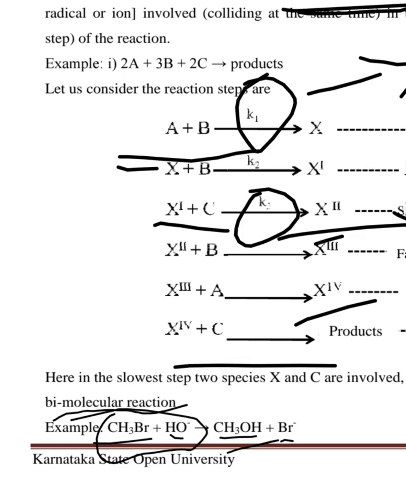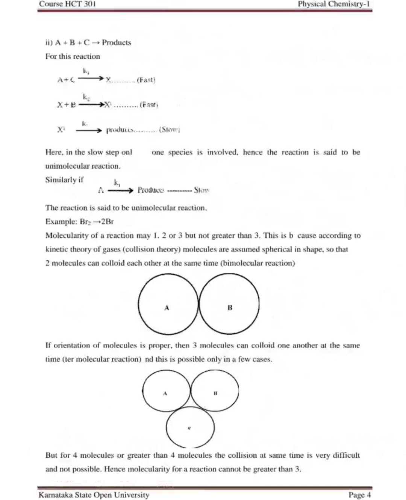And next, here we have three molecules giving product: A plus B plus C. A plus C gives X, X plus B gives X bar. This is taken as an example to understand the different types of reaction. X bar further gives the product with rate constant K3.